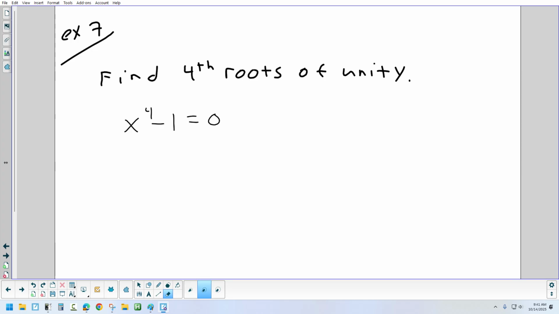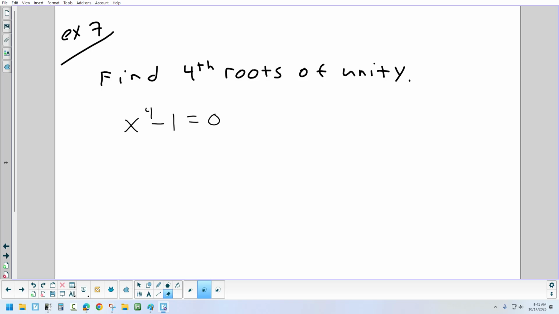What if you wanted to know the 4th root of 1, what's one answer? A number times itself 4 times gives you 1. Yep, 1. And there's another answer that's easy to get. Yep, negative 1. Okay, so there's 2. So we got 2 real. The other 2 are imaginary.